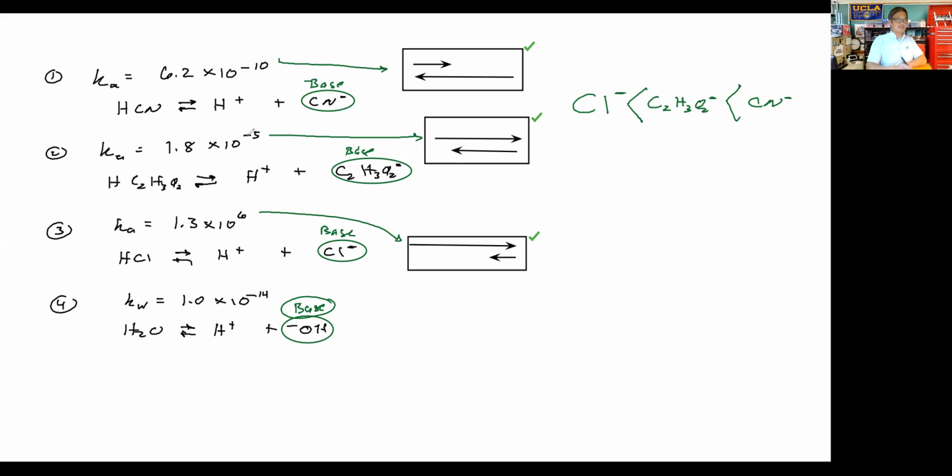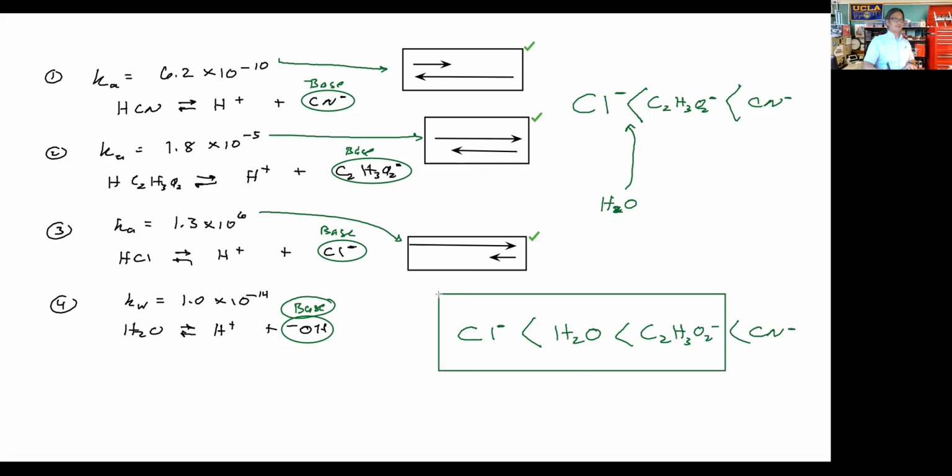So the final order of base strength is that chloride ion is the weakest, then water, then acetate, and then finally cyanide. That is the order of base strength. So this is the final order right here. That's your answer.